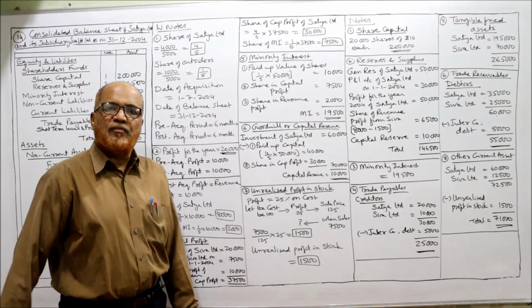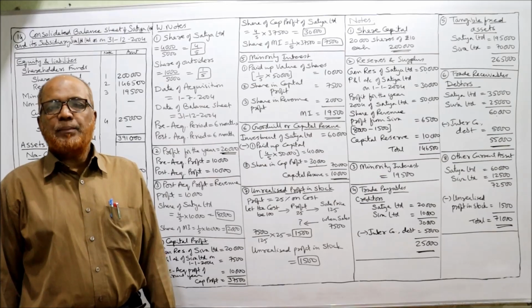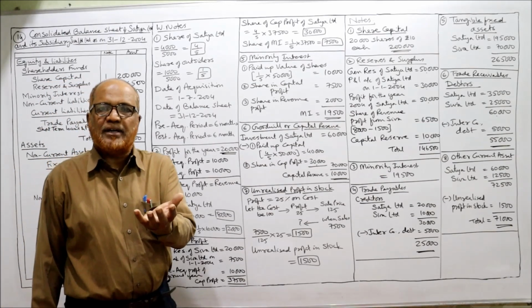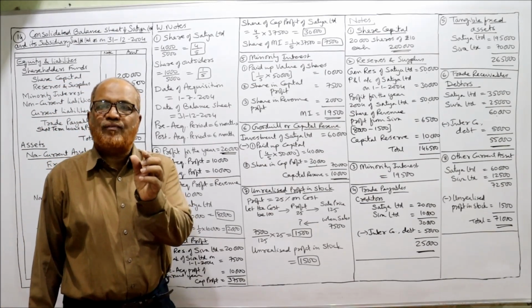Now, unrealized profit in stock. That means the stock of Siva Limited consists of 7,500 rupees.